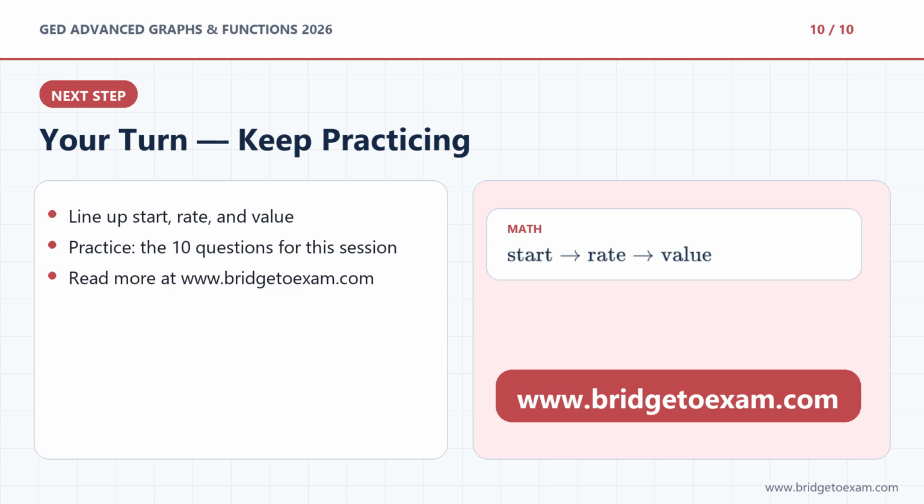Wonderful work today. You can now compare functions across tables, graphs, equations, and words. Your mastery check is the 10 practice questions for this session. For each one, line up the start, the rate, and the value at the given input.